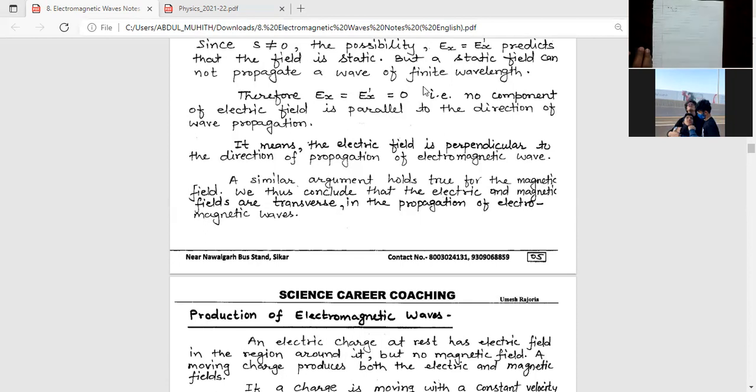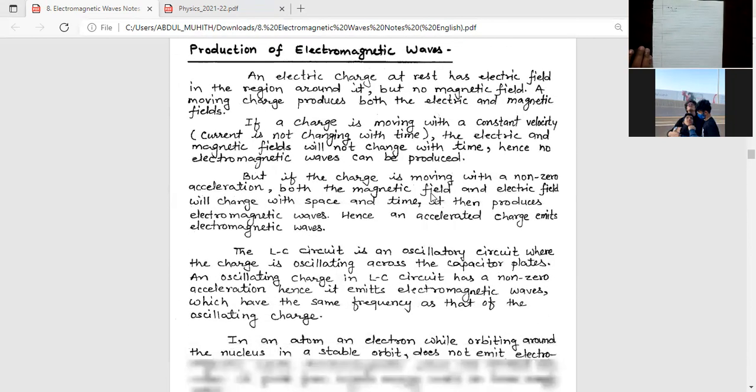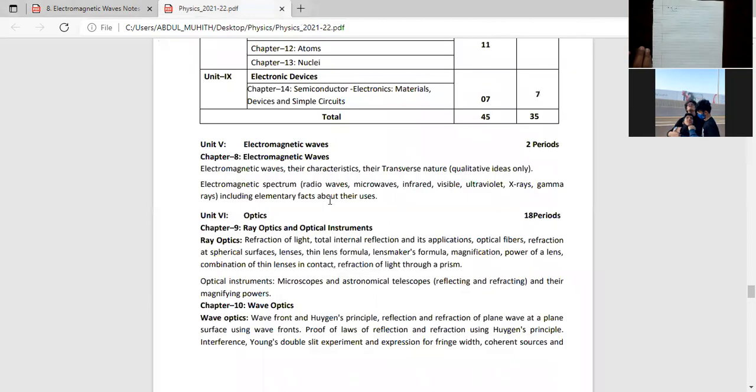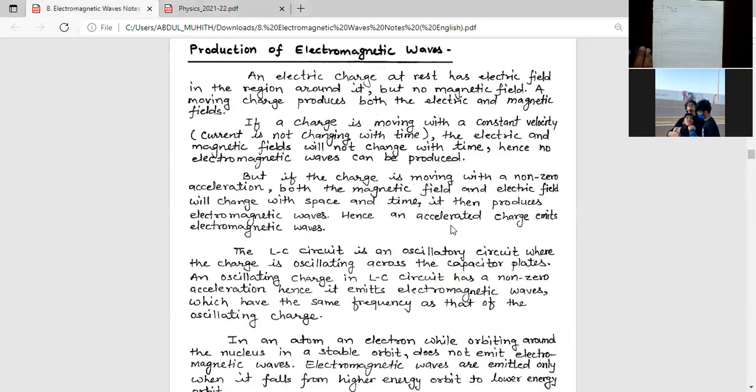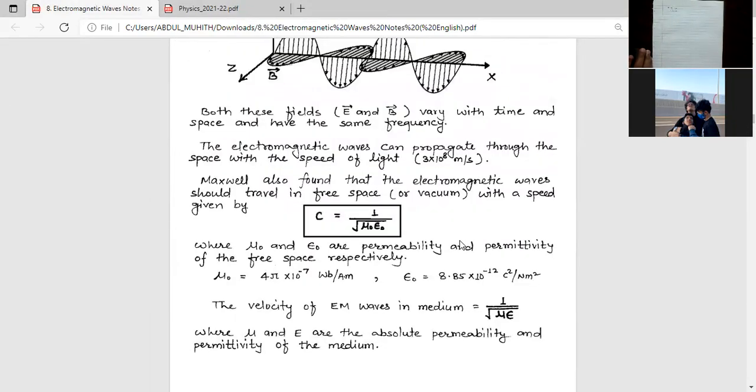Okay. Then going ahead with the next one, that is propagation of electromagnetic wave. How do we produce electromagnetic wave? Let us first see whether it is there in the syllabus or not. If you look at this one, what he says is the characteristics, their transverse nature. He is not asking about the production of electromagnetic waves. He speaks about the transverse nature of electromagnetic wave.